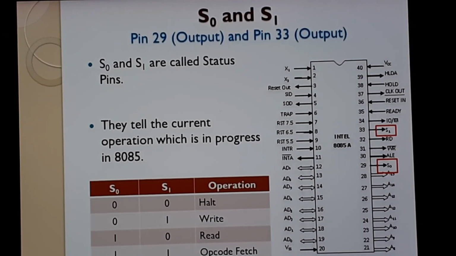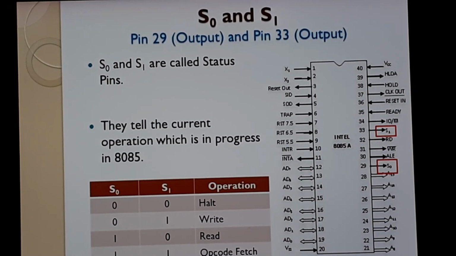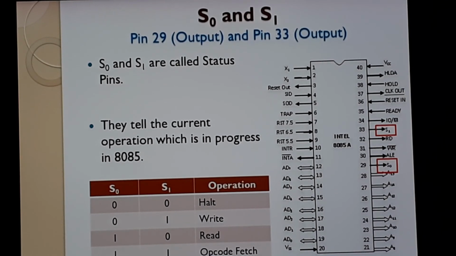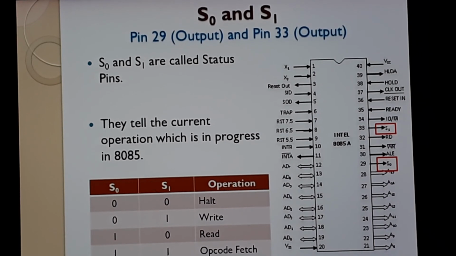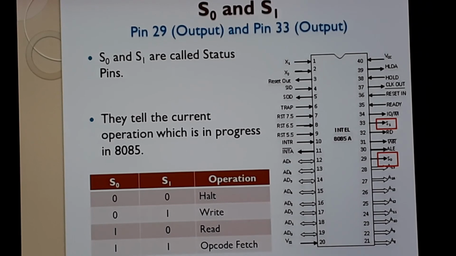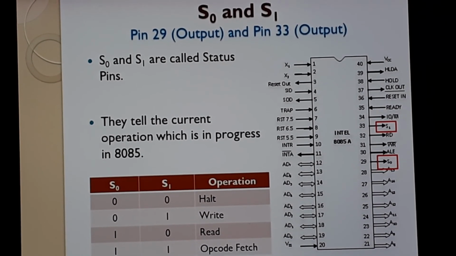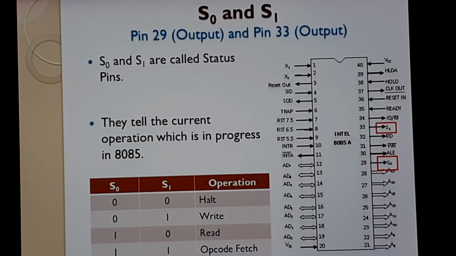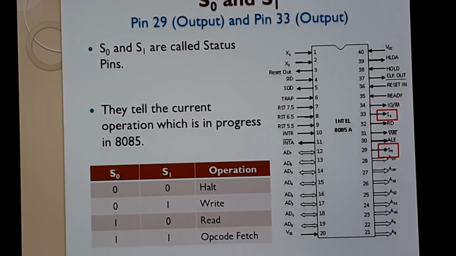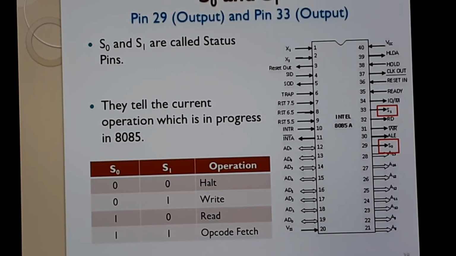Okay, now the next pins are S0 and S1. From the pin diagram which I have shown you all in this particular PPT, pin number 29 and pin number 33 are S0 and S1, which stand for status signal pins. These status signal pins tell you the status of the particular operation cycle. Can you see the table down there? It tells the operation cycle for S0, S1.